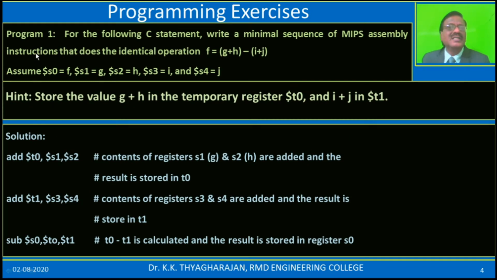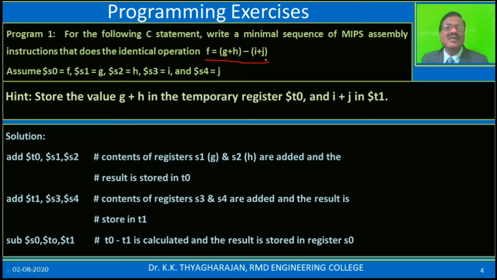Now let us see how to write a simple program. Actually, when you are requested to write programs, the equivalent C statement will be given like this. C instruction: F is equal to G plus H minus I plus J. In C, you can directly compile this, but here, how to write a program to do this operation.